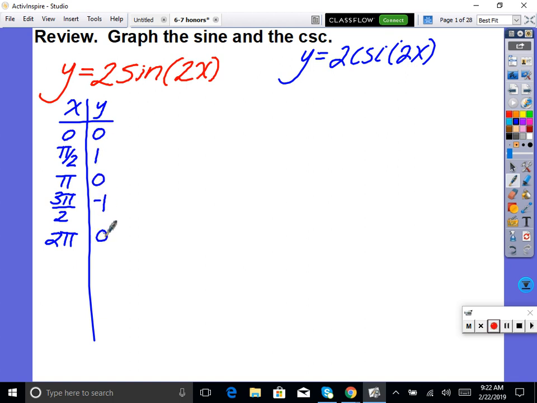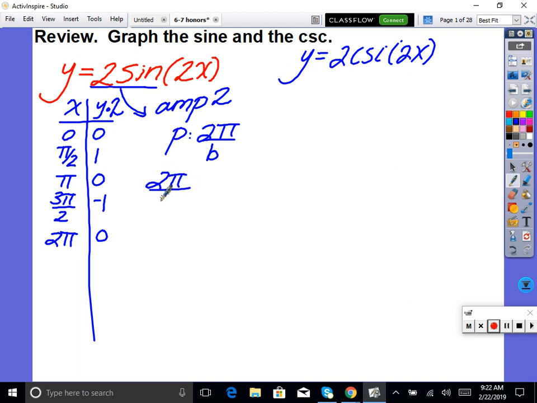Does everybody feel good? Okay, so now let's go through and say what our shifts are, or what the changes we need to make. Amplitude of 2, correct? So we need to take our y values and times them by 2. And then we got to change our period. So period for sine is 2 pi divided by b. So it's 2 pi divided by 2, which is pi.